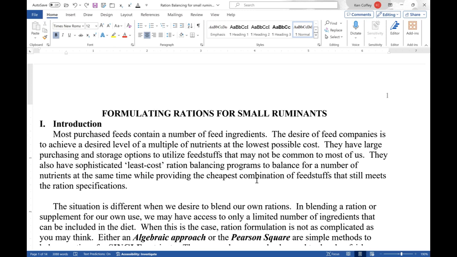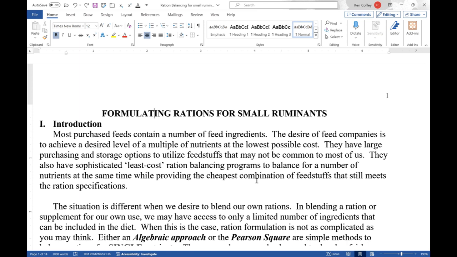Just to jump into it, I'm going to take a mathematical approach to it. At the same time, we'll talk a little bit about feedstuffs to use to balance rations, but we're going to spend most of our time on a mathematical approach. And when we're trying to do this at home, we're pretty limited on what we have to work with. So it may not be as complicated as we think it might be.